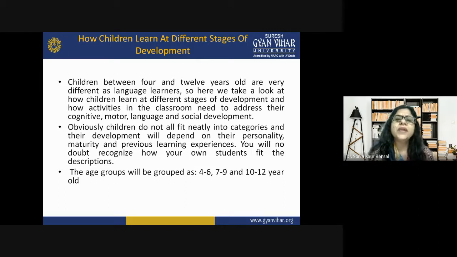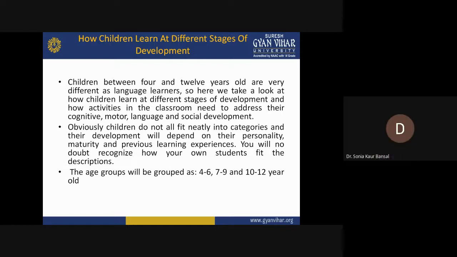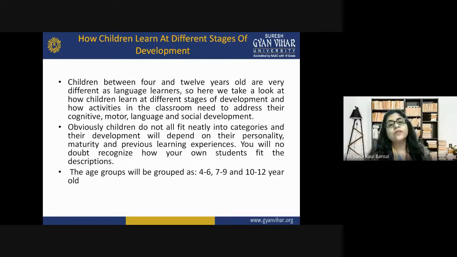So the main question here is how the child learns, specifically when we are talking about the pre-primary stage, the childhood stage, or the adolescent stage. How the child is learning is really very important. Children between 4 and 12 years old are really very different as language learners. So here we take a look at how children learn at different stages of development and how activities in the classroom need to address their cognitive, motor, language, and social development.